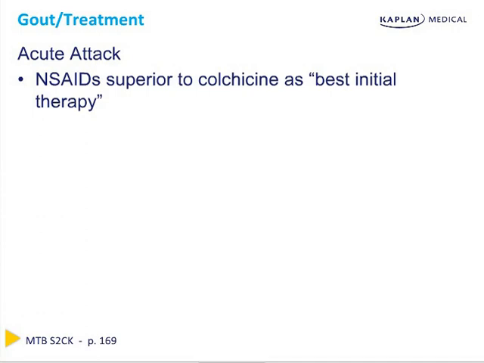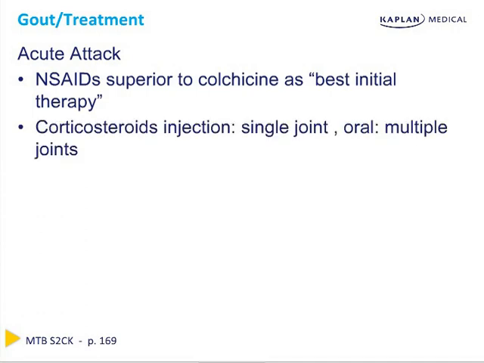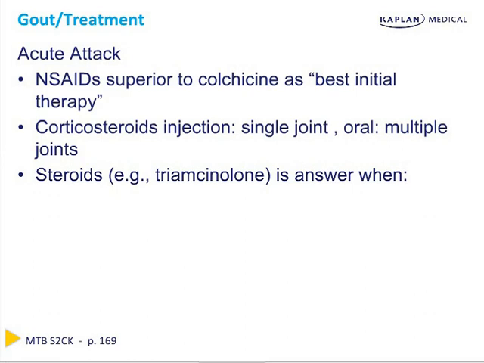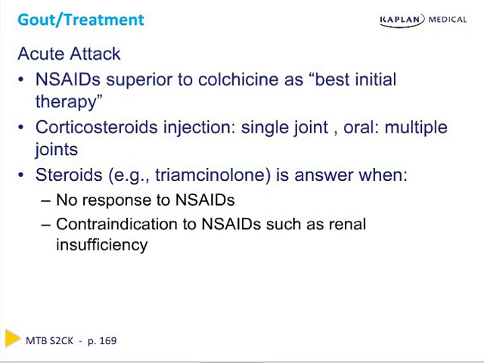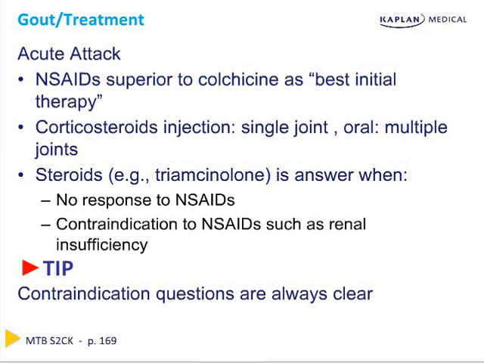If you have one joint and you want to consider a steroid injection, that's fine. But if you have multiple joints, do not consider multiple injections. Just go straight to systemic steroids. Steroids are always the answer when there's no response to the NSAIDs or there's a contraindication to NSAIDs, such as renal insufficiency. Now don't get worried about the exam. Contraindication questions are always clear and very much to the point.